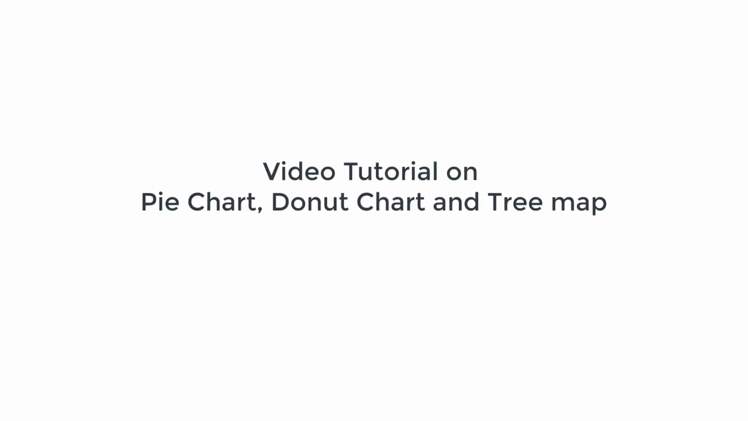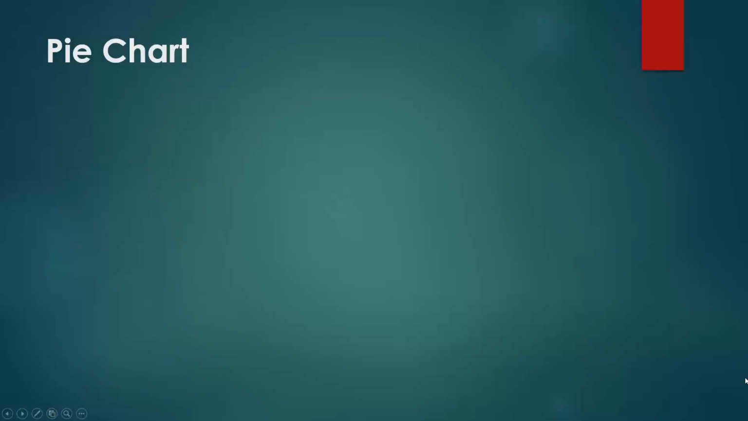In this video, we will talk about pie charts, donut charts, and tree maps. All these charts are used to show parts of a whole. Let's first look at a pie chart. So a pie chart is drawn to show parts of a whole.